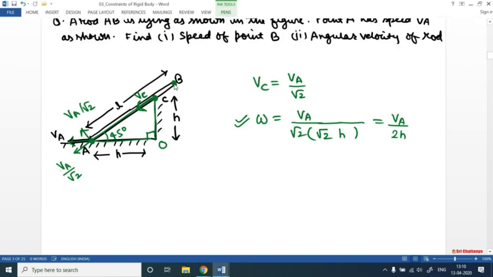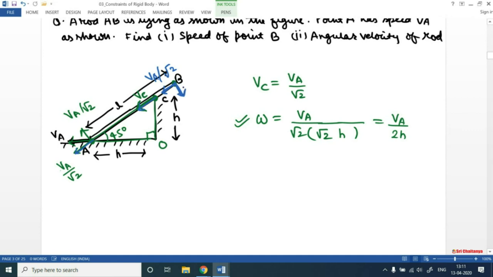Okay, so point B, we must clearly understand, will have a component of velocity along the rod, and it will have a component of velocity tangential to this rod or perpendicular to this rod. So this component is going to be the same as the velocity of point C, or you can say velocity of point A along the rod. So finding this component is really easy. This component is simply Va by root 2. What about this point B over here?